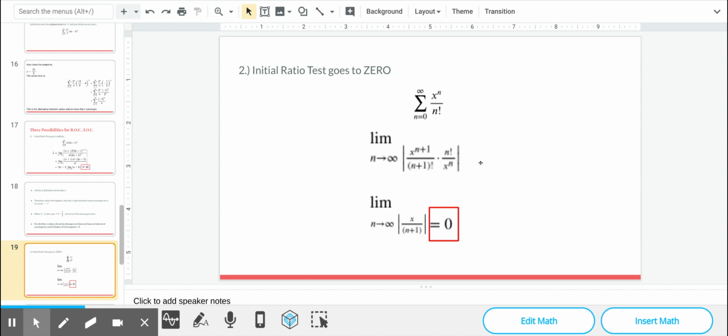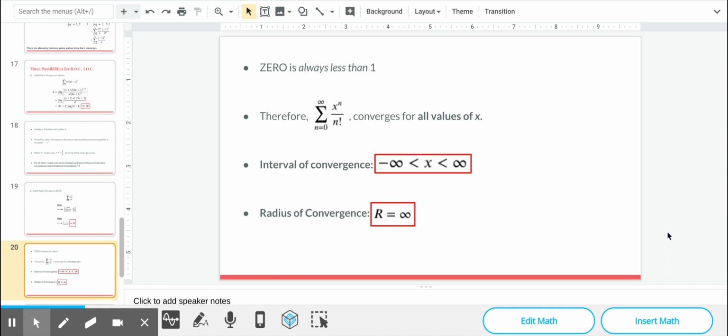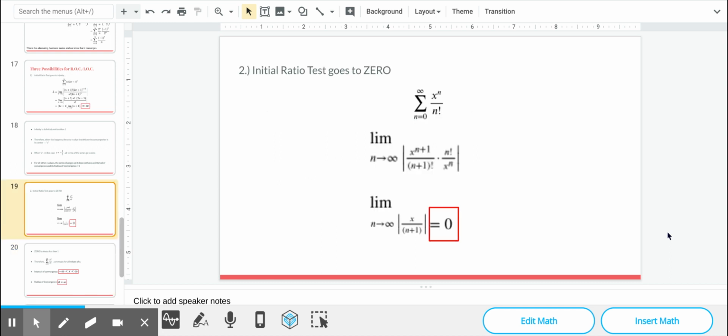So now the ratio test for this power series goes to 0. The limit does. Well, what does that mean? And how can I use that to my advantage? Well, what I know is that in this case, 0 is always less than 1, right? So it doesn't matter what value of x I would plug in for this limit. Pick any value for x, doesn't matter. The limit will always equal 0, right?